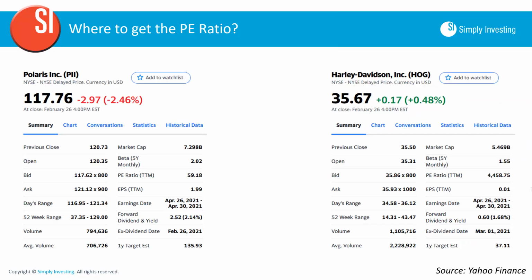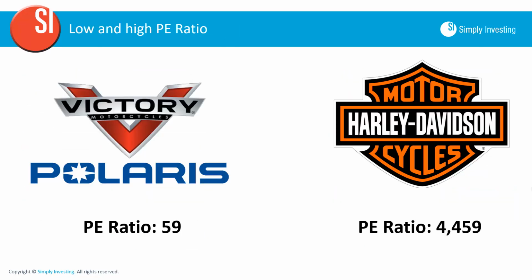Now let's take a look at a real life example with two companies, Harley-Davidson and Polaris. Just looking at the stock price here, you would assume that Polaris is a lot more expensive than Harley-Davidson. But let's take a look at the PE ratio for each of these companies, and that's listed right here on the screen. All things considered equal, you can see that Harley-Davidson is in fact much more overvalued than Polaris is today.